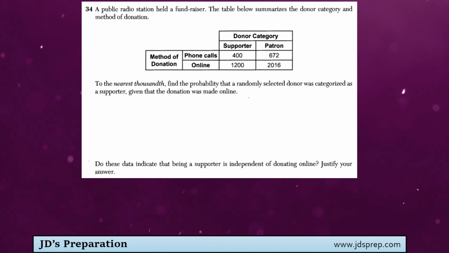In this question, we're given a table that shows different donor categories and methods of donations for a fundraiser. For the first part of the question, we're trying to find the probability that if we were to randomly select a donor, being categorized as a supporter, given that the donation was made online.